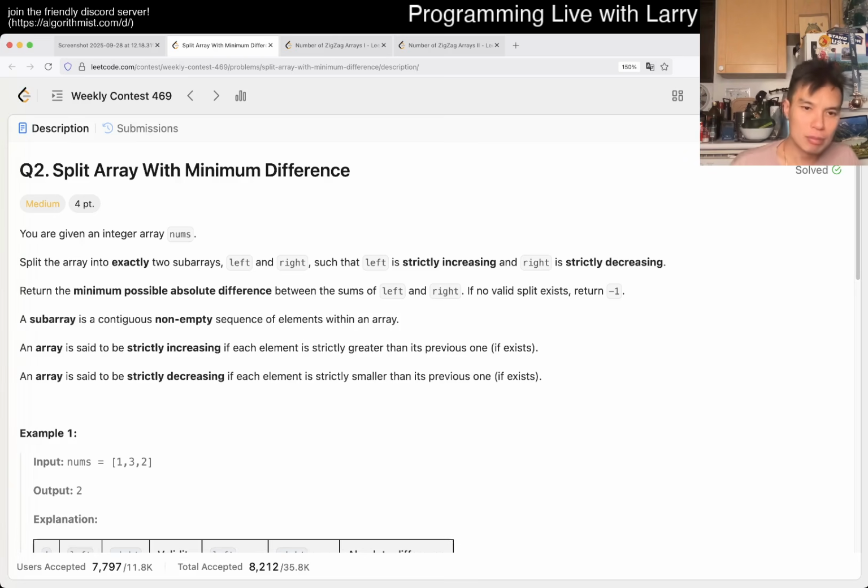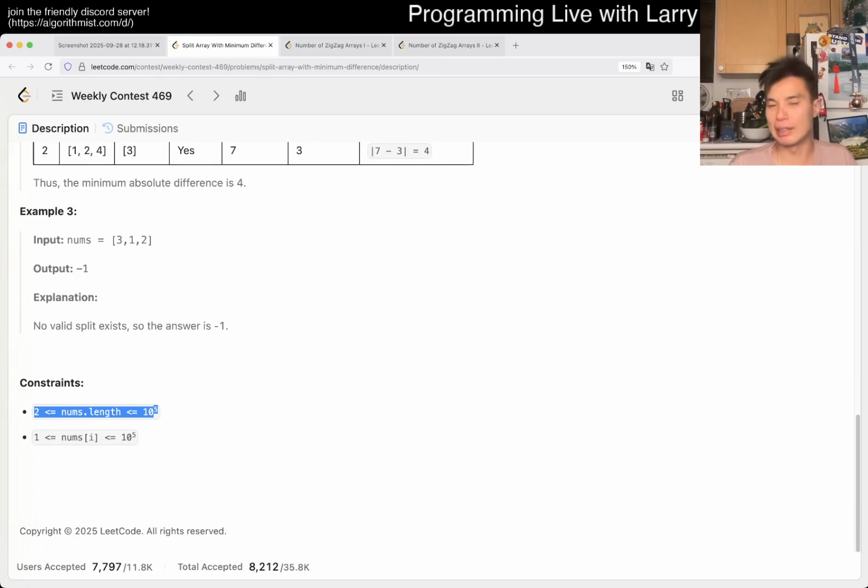First thing to note is that n is big enough that you can't do an n squared thing, in case you're wondering. 10 to the 5th squared is just too big.